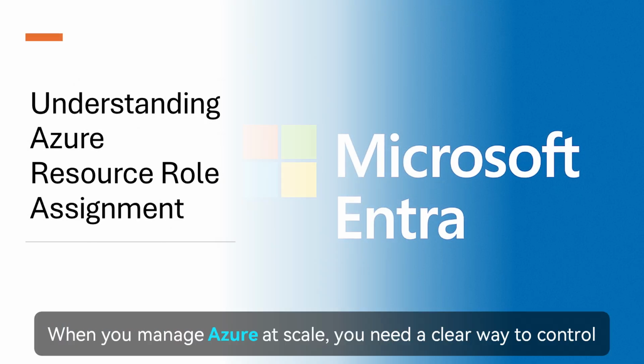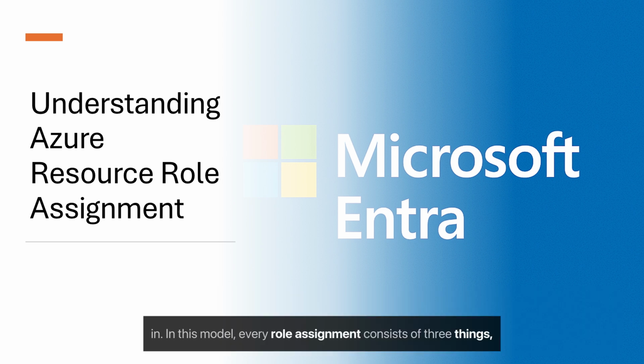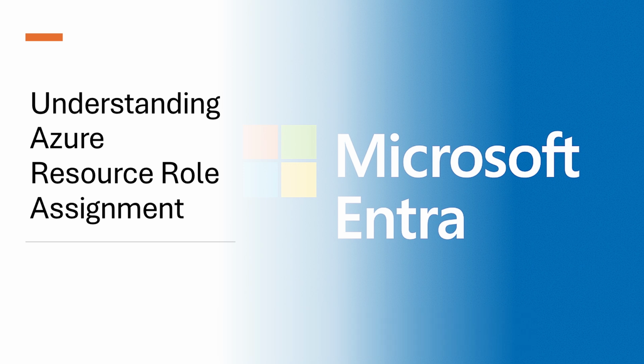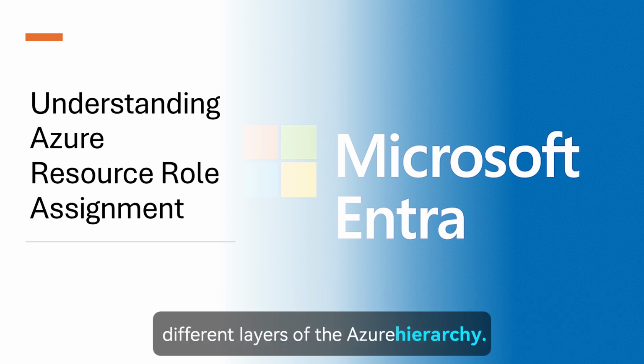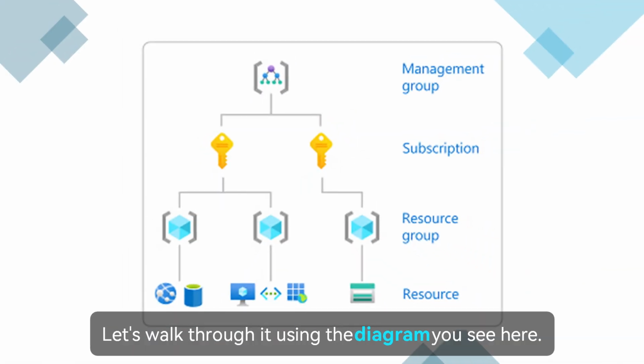When you manage Azure at scale, you need a clear way to control who can do what and where. That's where Azure role-based access control comes in. In this model, every role assignment consists of three things: a security principal, a role definition, and a scope. But what makes Azure RBAC powerful is how it lets you assign these roles at different layers of the Azure hierarchy. Let's walk through it using the diagram you see here.